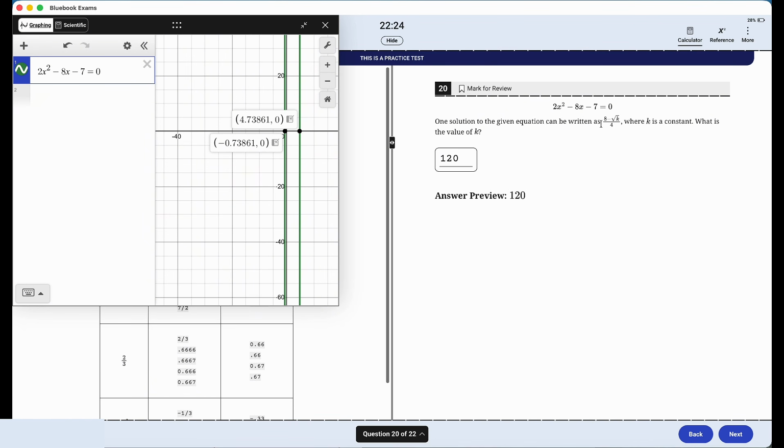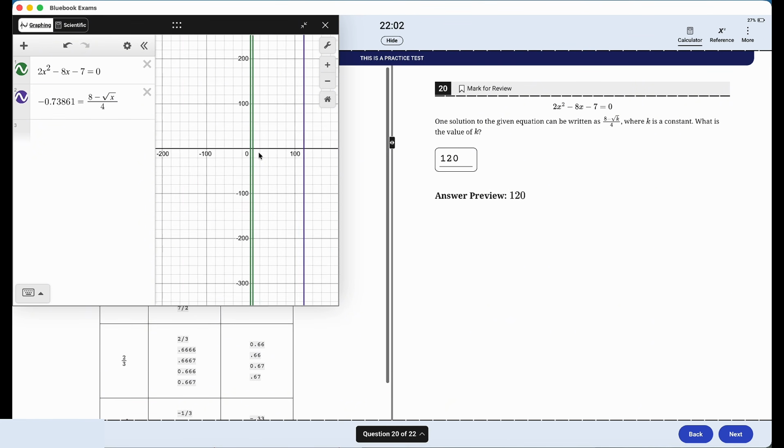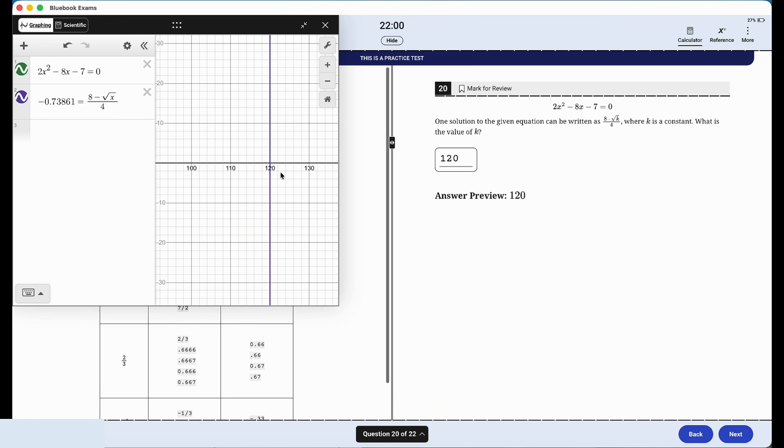This one's talking about the smaller one. The reason I know it's the smaller one is because we're doing something minus the square root, so that'd be the lesser number. So this is my solution. And what I can do now is set it equal to this, because they tell me the solution is going to be the same as writing 8 minus square root k, and I write that over 4. And if I zoom out, I should be able to see what that value is, and it's still the same 120 that we had before.